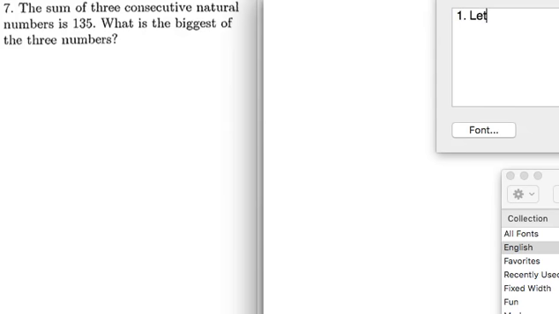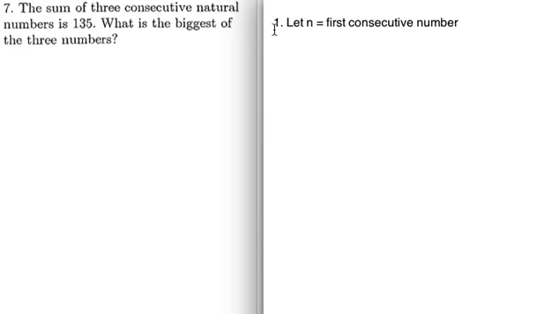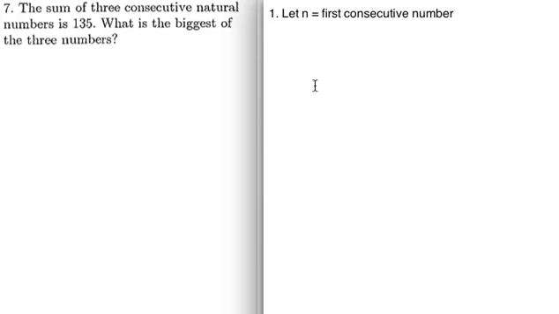It's going to be something like let n be, in this case I would say, the first consecutive number. Sometimes it'll be the first consecutive even number, first consecutive odd number, or first multiple of 5, or first multiple of 7, or whatever it is. And so coming up with a let statement is usually pretty straightforward.